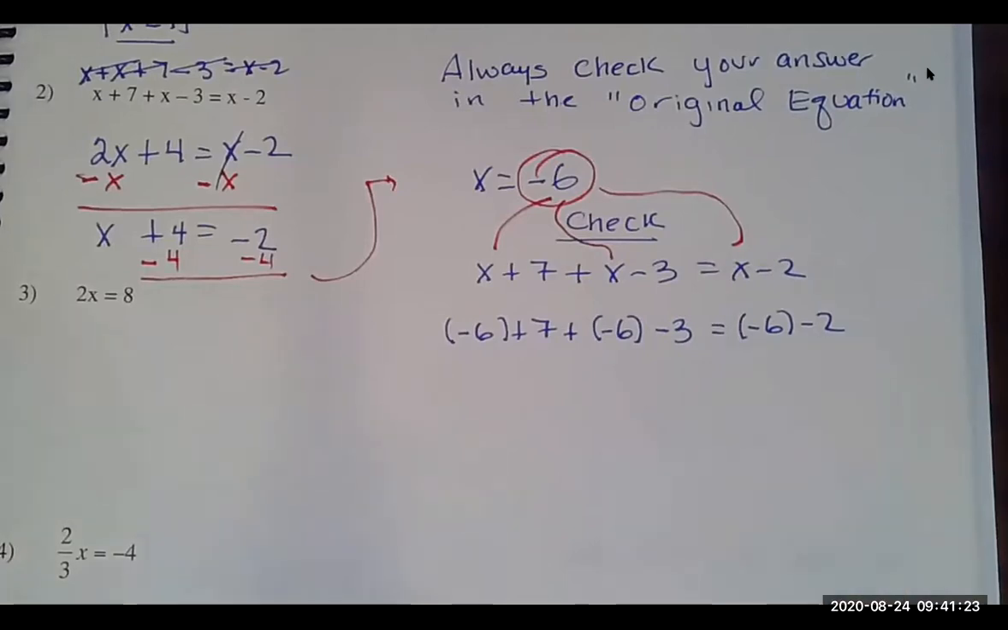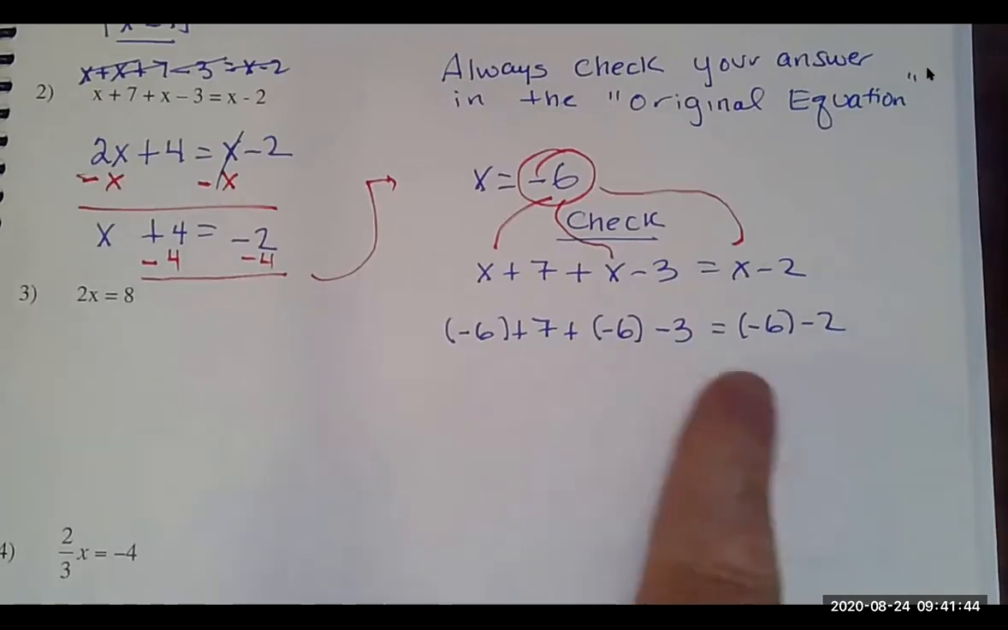If they don't match up, then one of 2 things happen. You made a mistake in plugging in your check and checking. You made a mistake somewhere. That's a possibility. Or -6 really isn't the right answer because it didn't check. What I'm hoping for is it's identically the same.